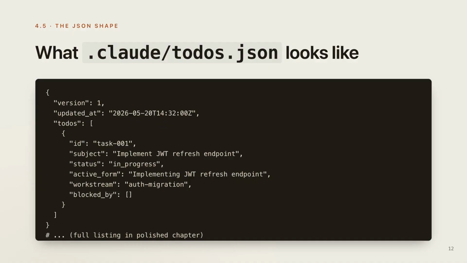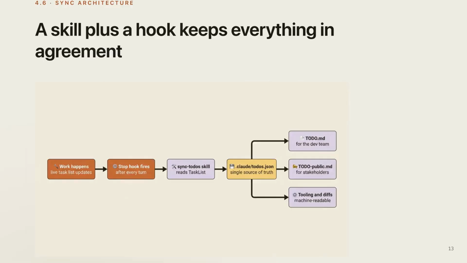This is what makes the sync trivial. The in-session state and the on-disk state have the same shape, so the skill just reads one and writes the other. Let's explain the sync architecture as a flowchart. Work happens, the task list updates live in the session. A stop hook fires after every turn. The hook runs the sync todos skill, which reads the live task list with TaskList, merges it with .claude/todos.json, writes the JSON back, and regenerates TODO.md from the JSON. One source of truth feeds three views: the JSON for tooling, the markdown for the dev team, and an optional public TODO for stakeholders.